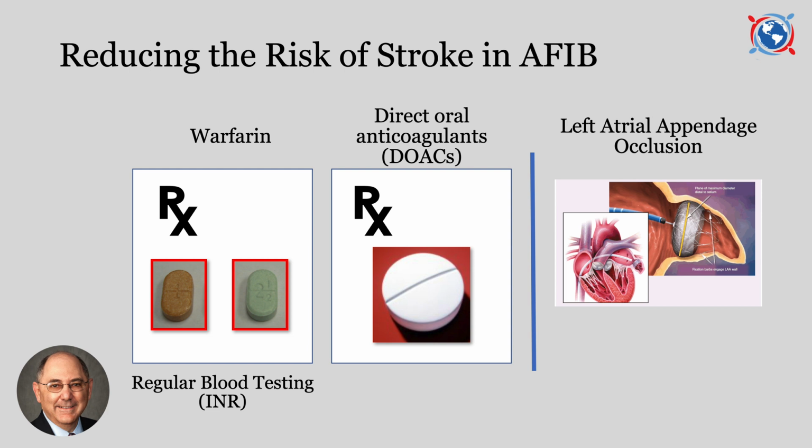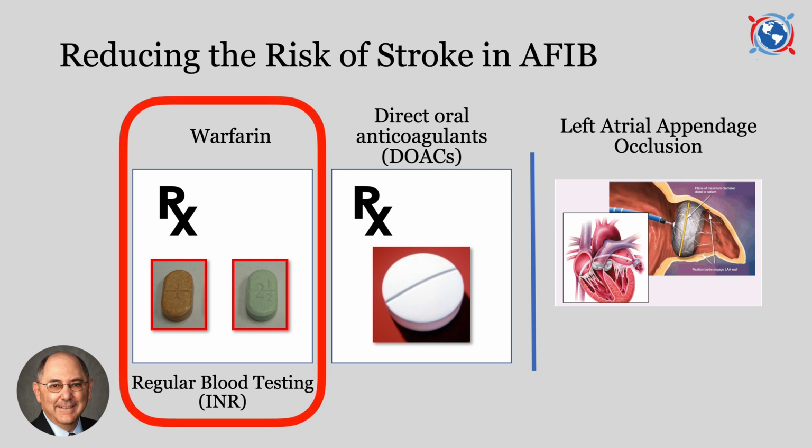How do we reduce the risk of a stroke in atrial fibrillation? On the left-hand side are the drugs that we would consider. These are oral anticoagulants. Our old standby is warfarin, which comes in different tablet strengths. And as some of you may know, there needs to be regular blood testing for something called the International Normalized Ratio, or INR. And that helps us determine whether we need to go up on the dose or down on the dose to keep the degree of anticoagulation in a desirable range.